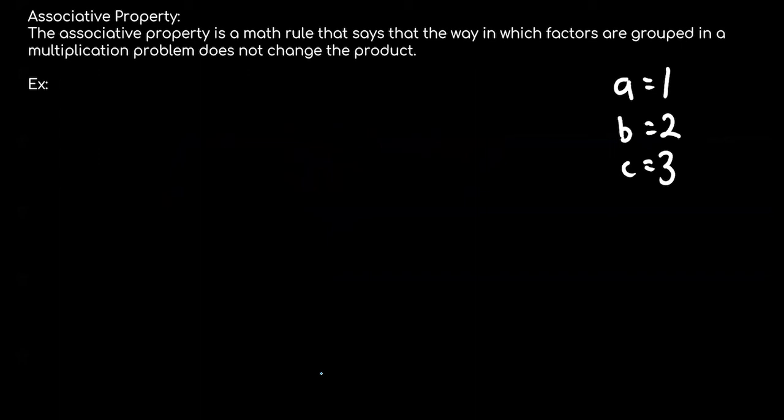The associative property is a math rule that says that the way in which factors are grouped in a multiplication problem does not change the product. This is connected to the commutative property. Because let me show you.